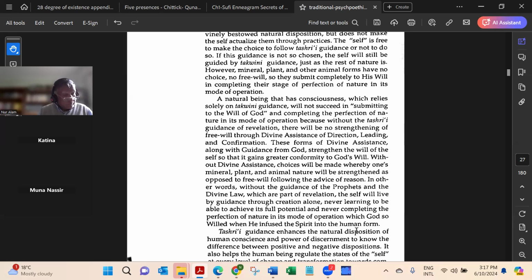Without divine assistance, choices will be made whereby one's mineral, plant, and animal nature will be strengthened as opposed to free will, following the advice of reason. In other words, without the guidance of the prophets and the divine law, which are part of revelation, the self will live by guidance through creation alone, never learning to achieve its full potential and never completing the perfection of nature in its mode of operation, which God so willed when He infused the Spirit into the human form.